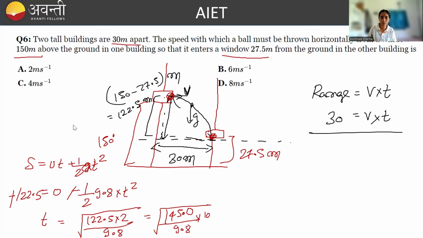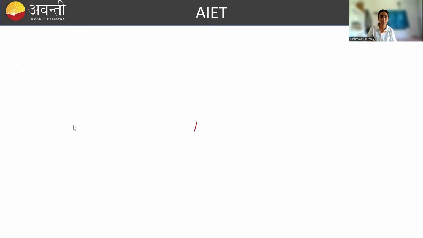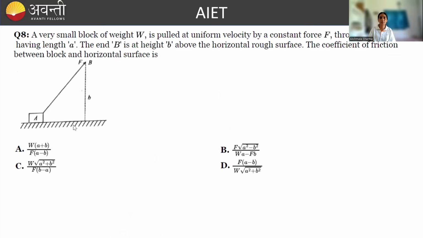Till now you must have got the value of time, because you can clearly see here, if I divide it by 2, this will become 49 and this will become 5. And 49 into 5 is what? 245. So 5 into 5. So this is 5 seconds. Now this is 30 and this is V, this is 5. So V is how much? That is going to be 6 meters per second. So the correct answer will be what? The answer will be B. Okay, now let's move ahead.